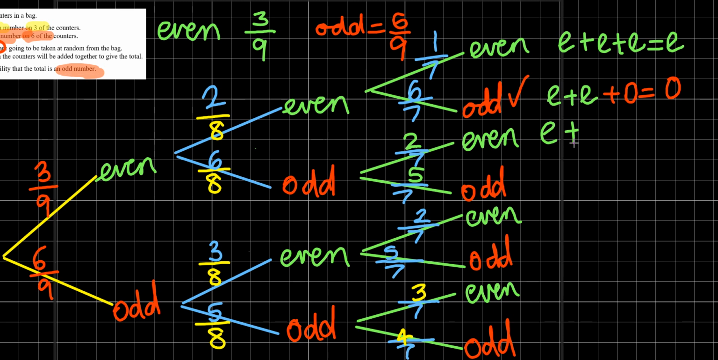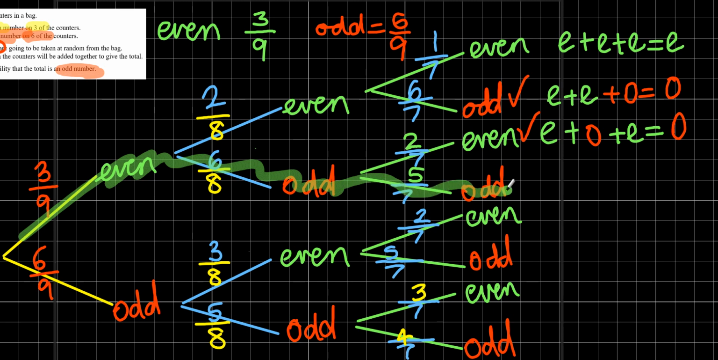Even plus odd plus even, which is identical to what we had at the second stage. Two even numbers makes an even, plus an odd number makes an odd. So I tick to say I need that branch too. Next stage we've got even plus odd plus odd.